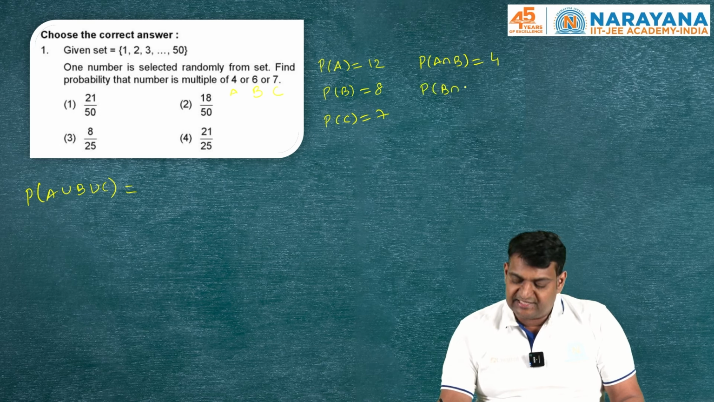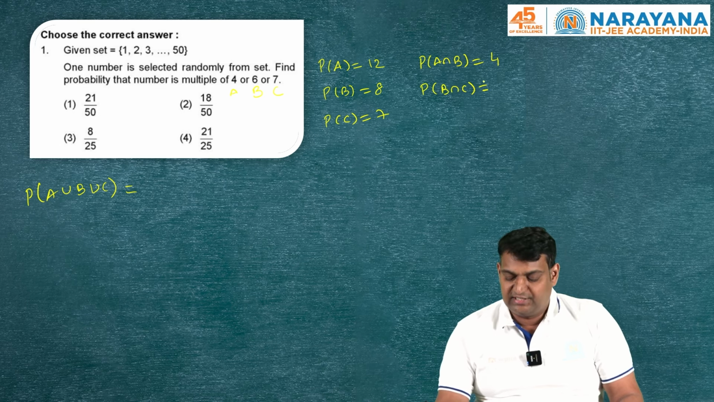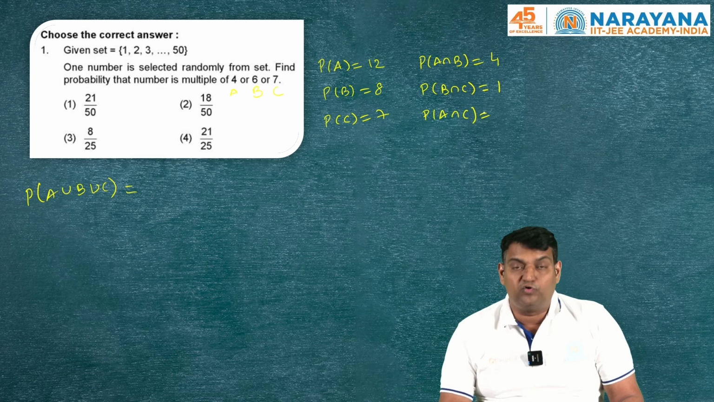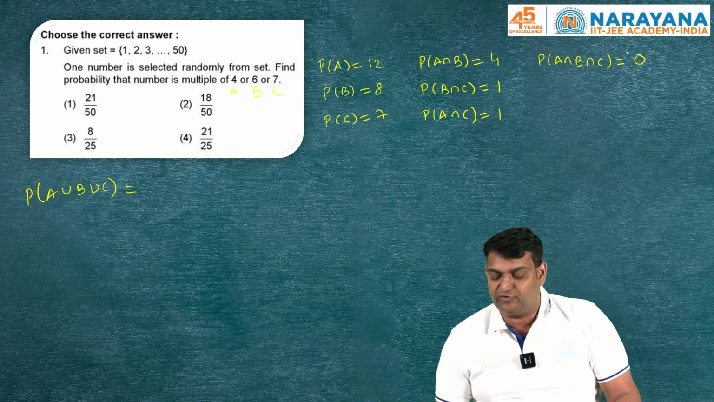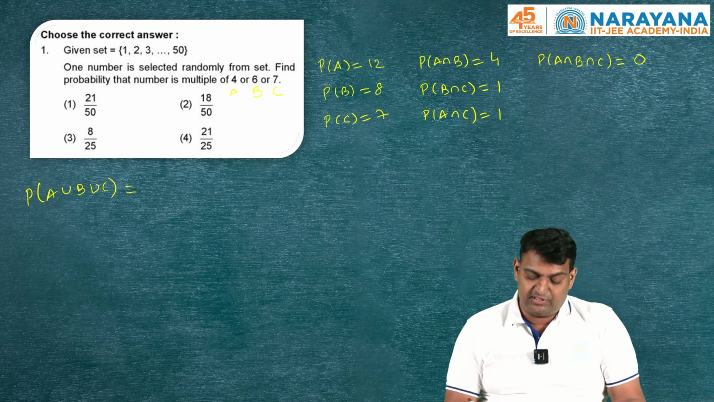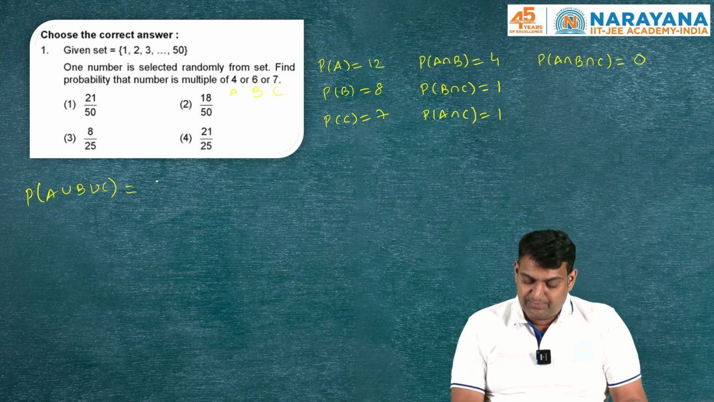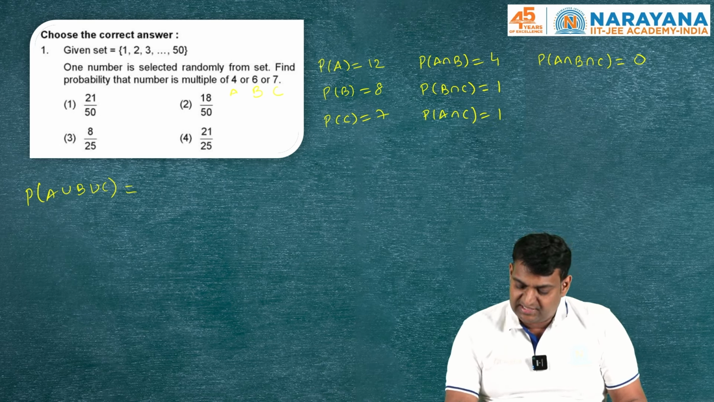For B intersection C, multiples of both 6 and 7, that is 1 only, 42. For A intersection C, 4 and 7, that is multiples of 28, which is again 1. For A intersection B intersection C, obviously the LCM is 84, so that quantity is 0. Now in the formula, this is not P, this is N of A, N of B, the number of elements.